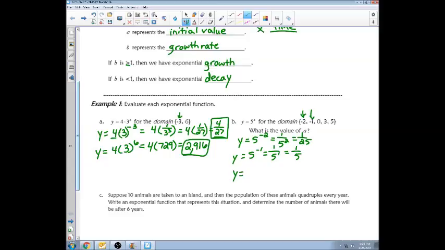Then I have y, 5 raised to the 0 power, which is, as we know, just 1. Then I have y equals, I'm going to put 3 in for x, 5 raised to the third, which is 125. And then finally, I'm going to put 5 in for x. So 5 raised to the 5th would get me 3,125. Okay? So if you ever have a problem that asks you to evaluate an equation for a domain, what that means is you just put each one of those numbers in for x and go ahead and solve.